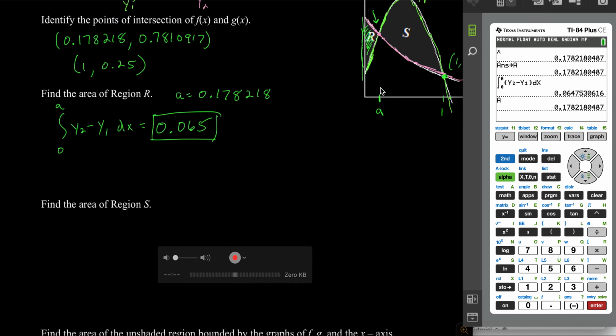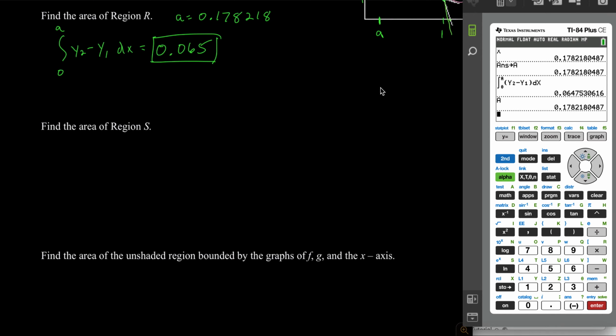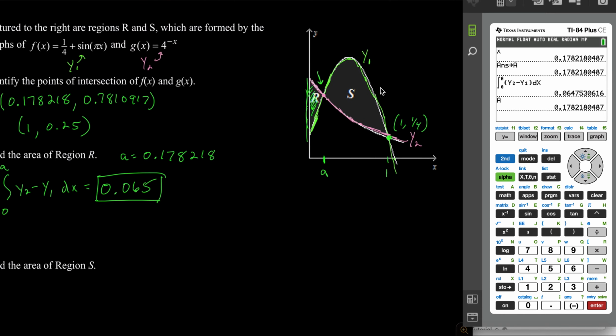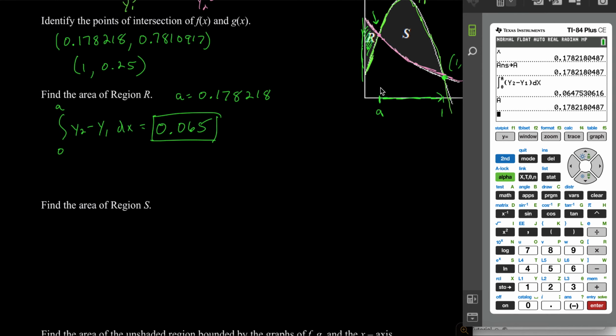They're set up. All right, find the area of region S. So now S goes from A. We're going to integrate from A to 1. And this time the upper function is y1, so it's going to be y1 minus y2. So we're going to go from A to 1 of y1 minus y2, because this time y1 is the upper function.